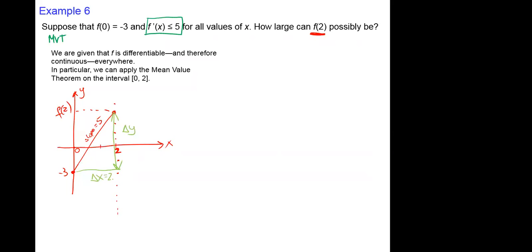Between 0 and 2 is 2. Now, the slope must be 5 or less, of course, because I could draw a rise over run that must be 5. That means what value do I have to divide by 2 to get 5? What value? It's 10. Okay, that means the entire distance must be 10.